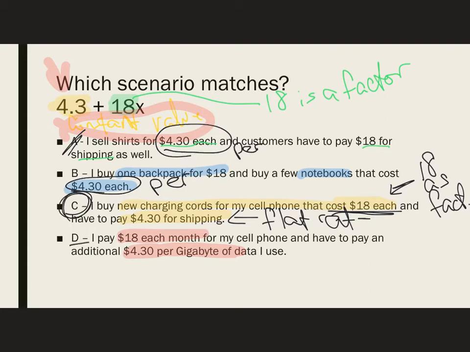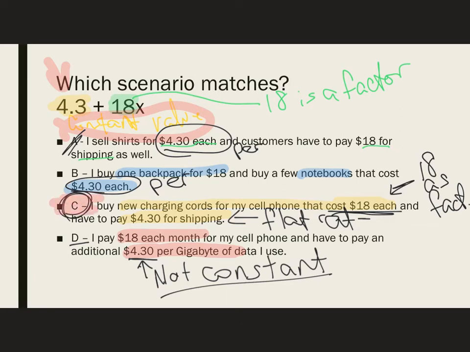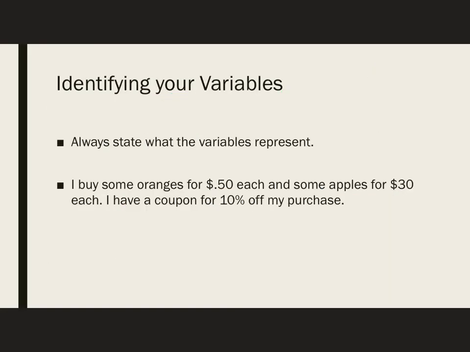And then let's look at D. $18 each month for my cell phone. And then I pay $4.30 per gigabyte. Well, this is definitely not constant. The amount of gigs I use is not constant. So I know that the correct answer must be C. Does that make sense? That's how I look at these. Let's look at one more. So let's talk about how we need to identify our variables, okay? We have to state what our variables represent.